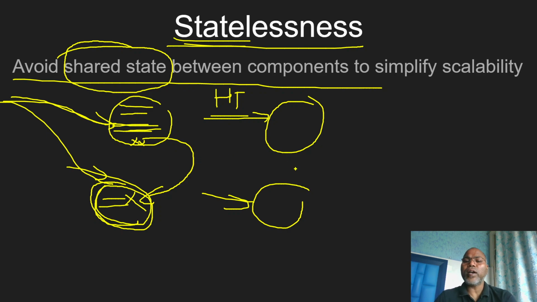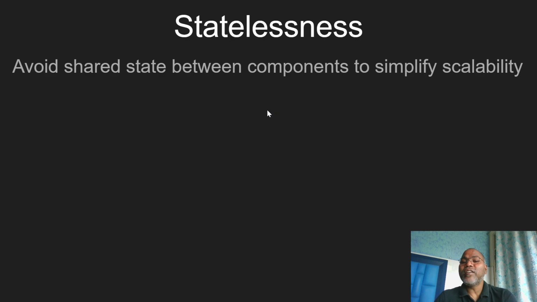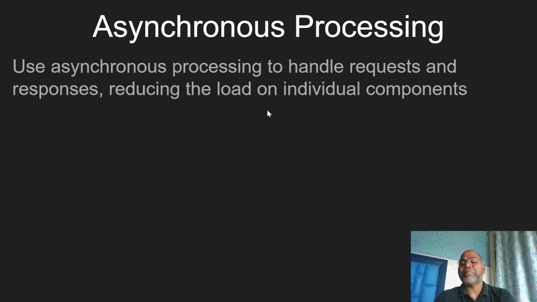If you require some kind of shared state, think carefully. Can I design the system to avoid sharing between multiple components? That simplifies our scalability concept. If you are building a system where each component is stateless and only a minimum level of sharing is required, that's okay. Such a system is easily scalable. That means you are designing a system that is very scalable.